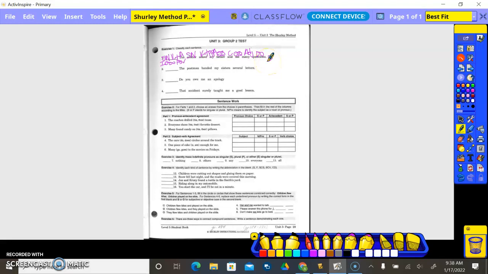The verb, divide the complete subject from the complete predicate. Is there an adverb exception? No, because there isn't one. Is the sentence in natural or inverted order? Natural. The postman handed my sister several letters.